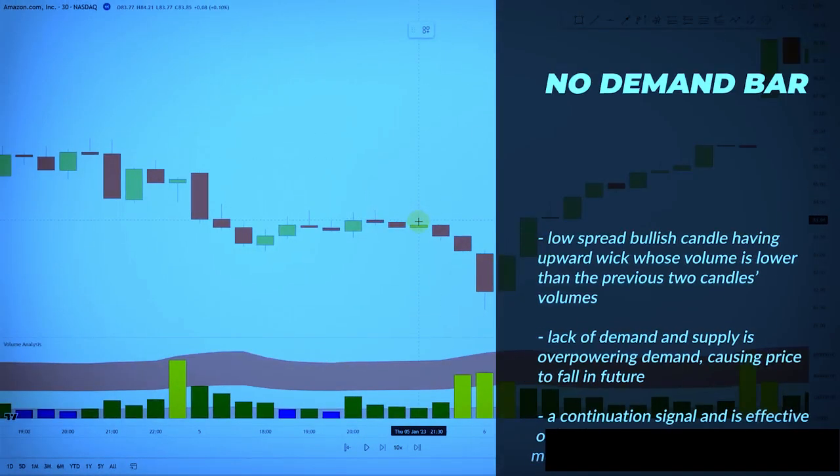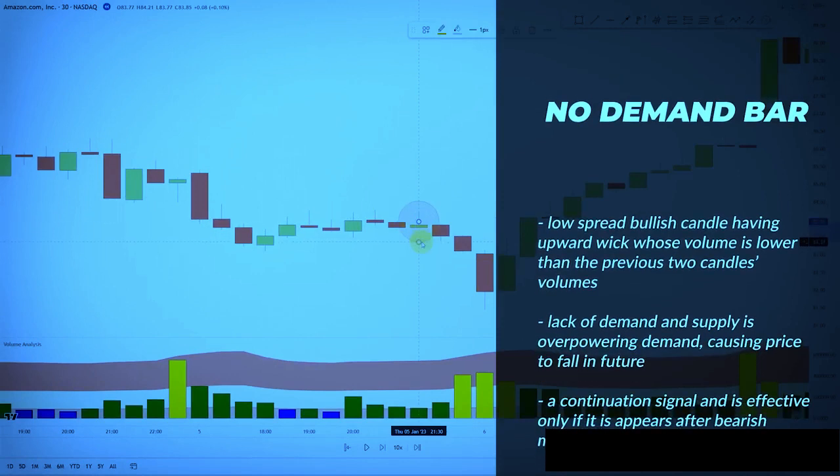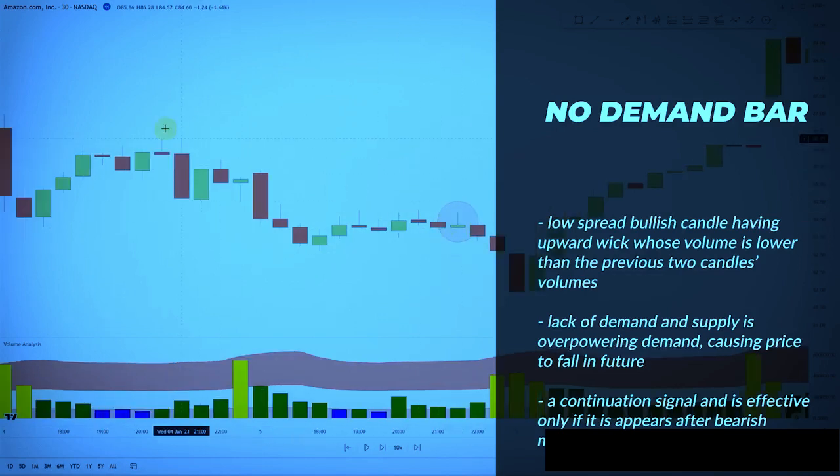And then we have the no demand bar. This is a low spread bullish candle having an upward wick, whose volume is lower than the previous two candles' volumes. A no demand bar means that there is a lack of demand, and supply is overpowering demand, causing price to fall in the future. No demand is a continuation signal and not a reversal signal, and is effective only if it appears after bearish momentum in the direction of the trend.